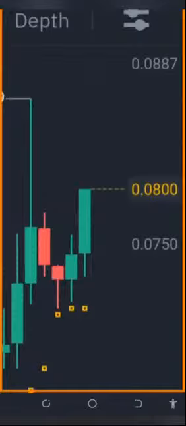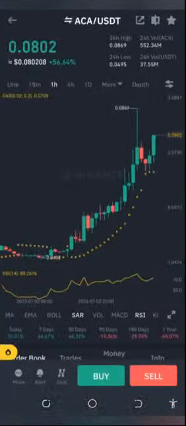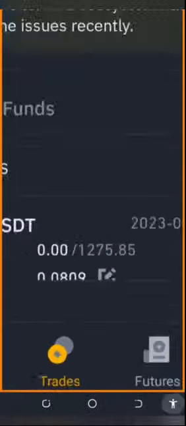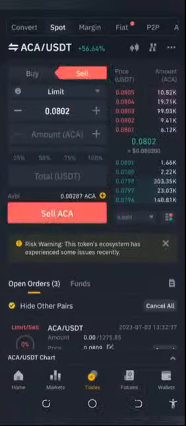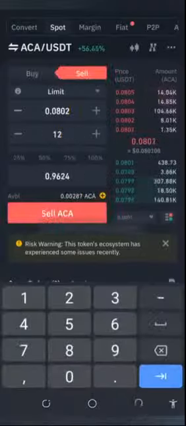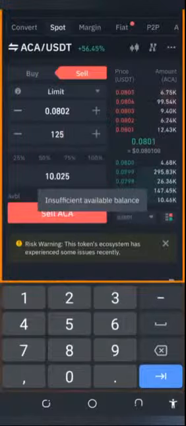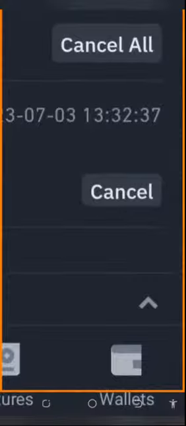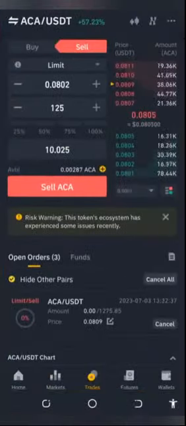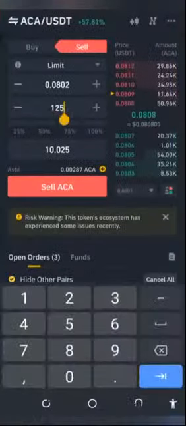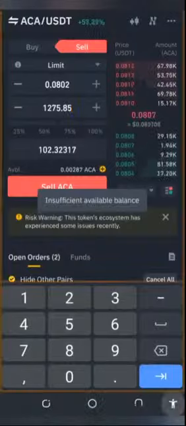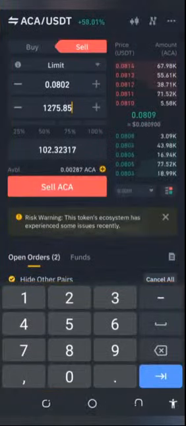Wow, let me go and see how much we are currently in. This is what, 1275.85. Let's go check. Am I right? Let me check it again. I think I'm excited, you know. Let's see. We're talking about 1275.85. We're currently in profit. I'm cashing out. I am cashing out.